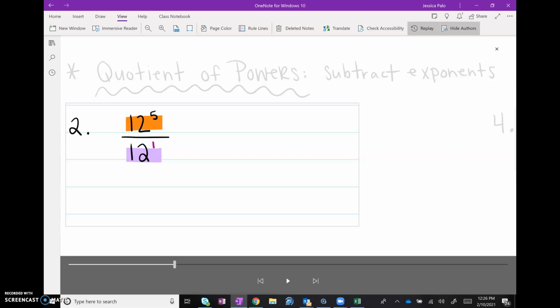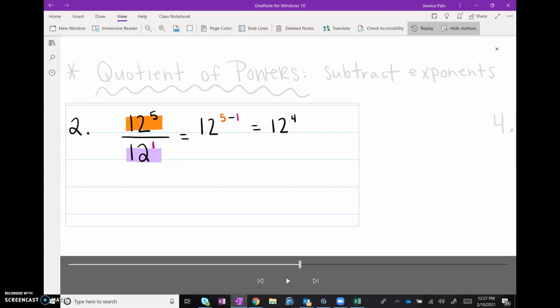Now, because our base number is 12, we are going to use 12 and then subtract our exponents. So we will get 12 to the 5 minus 1, which equals 12 to the 4th power. When in doubt, write it out.